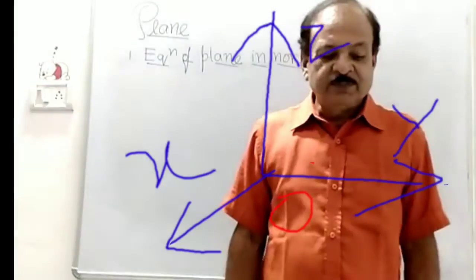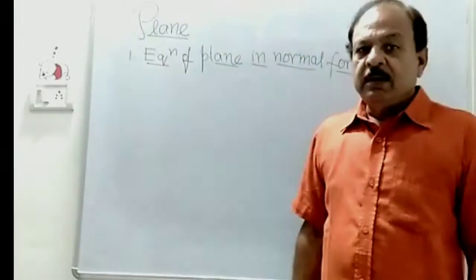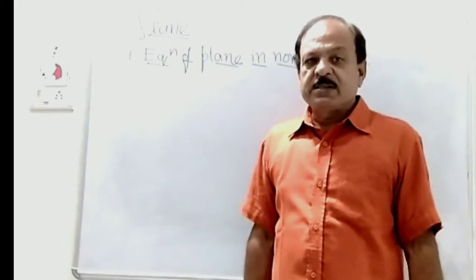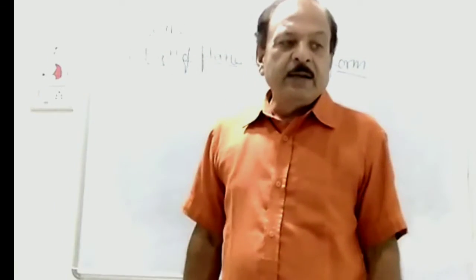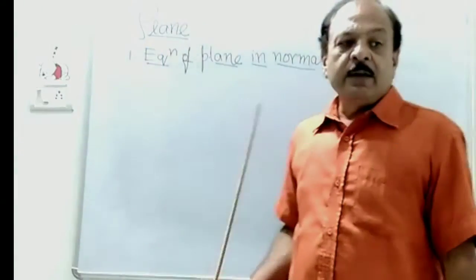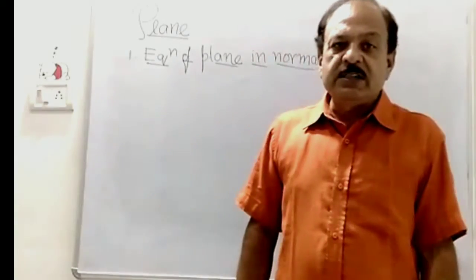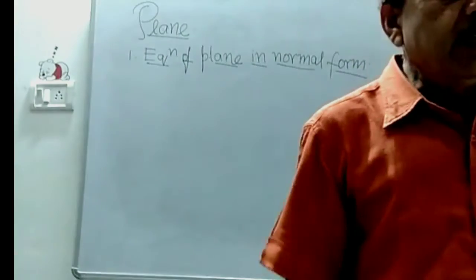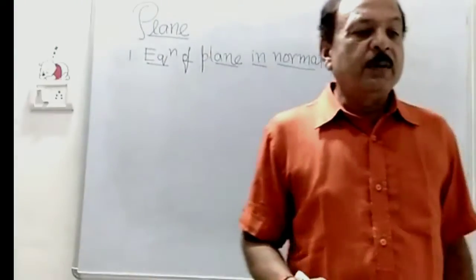Good morning. Today, let us see about the plane. If a line completely lies on a surface, then you can say it is a plane. Now let us see the first equation of the plane in normal form, which means the distance of the plane from the origin is given and the normal to the plane is given. Let us see how you find the equation of the plane in normal form.